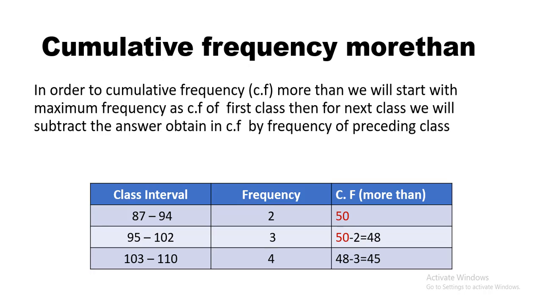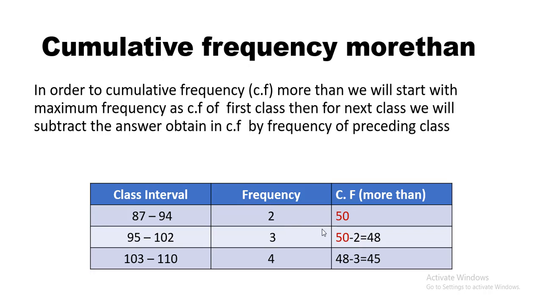in less than, we saw that this 50 was actually the answer for the last class. But for more than, we're going to start with the maximum point, that is summation f, 50, or whatever the summation of f is. In this case it was 50, so 50 carried forward minus, now earlier we were adding, now we are subtracting. Now which value is to be subtracted? 50 minus the preceding frequency.